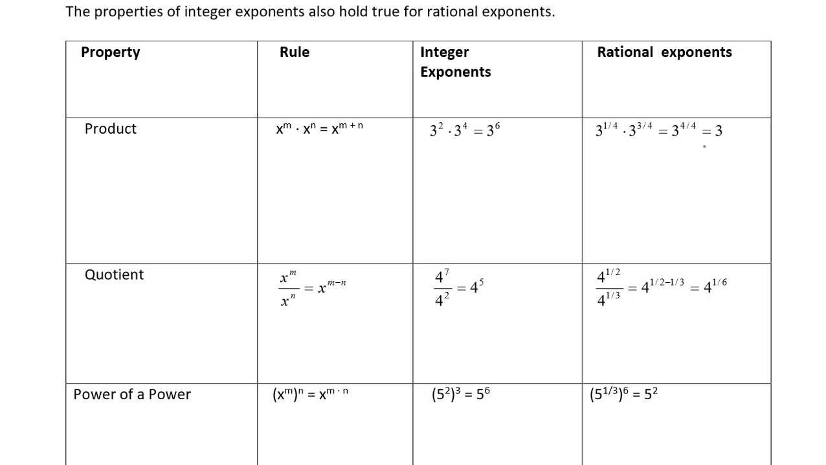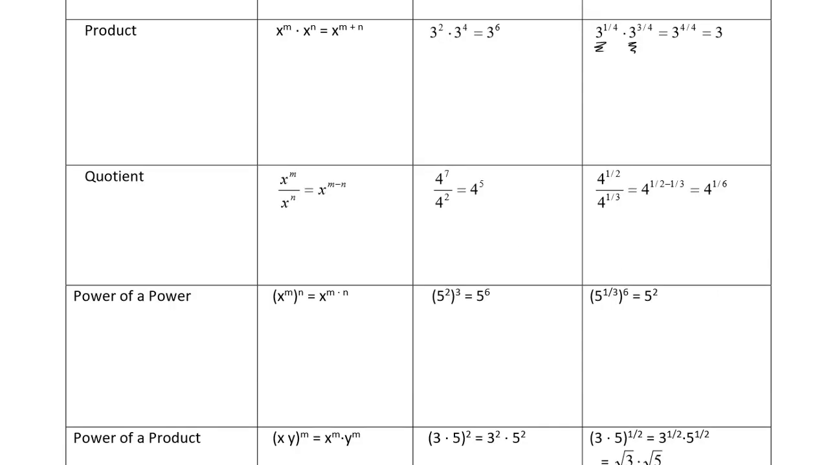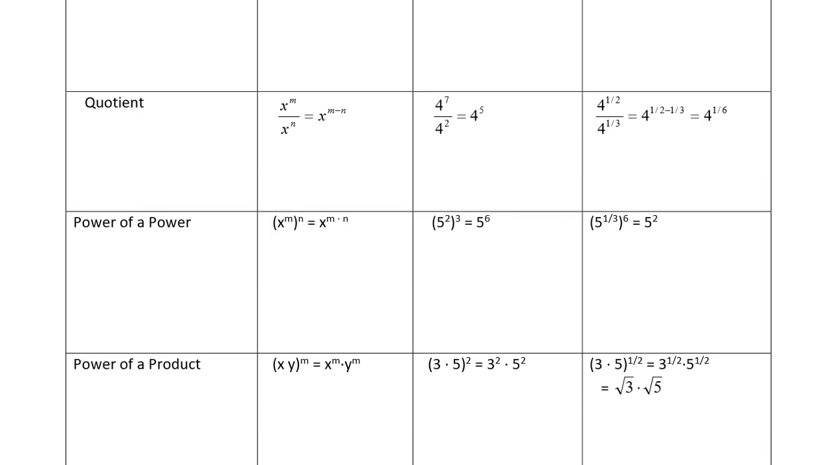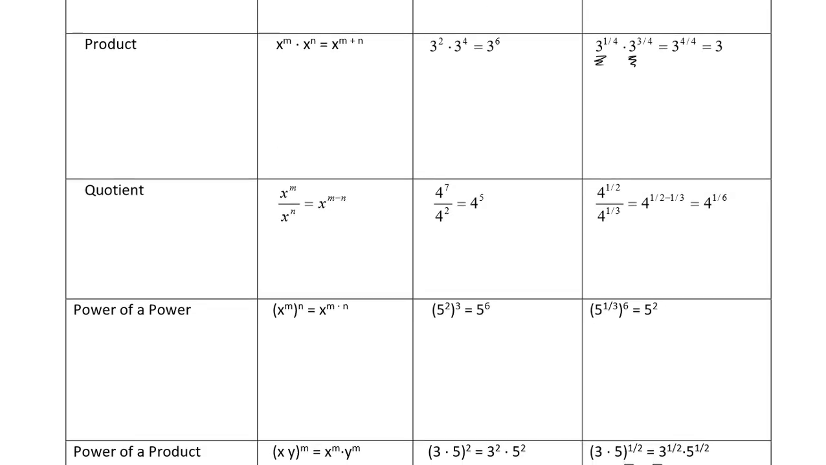Rational exponents do the same thing. When you multiply the bases that match, 1 over 4 is an exponent on the first, and 3 over 4 is the exponent on the second. If you add them together, you get 3 to the 4 over 4, which is just equal to 3. So go ahead and look through these. The basic idea is that the product and quotient rules for integers also hold true for the fractions.